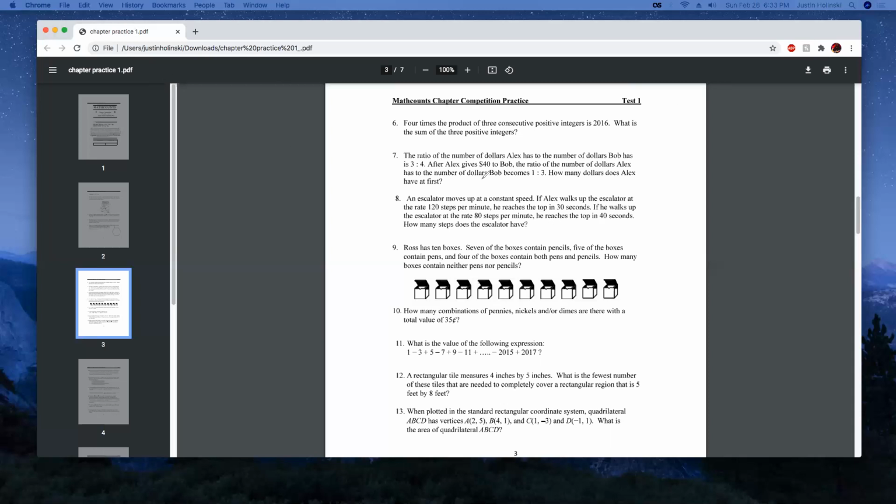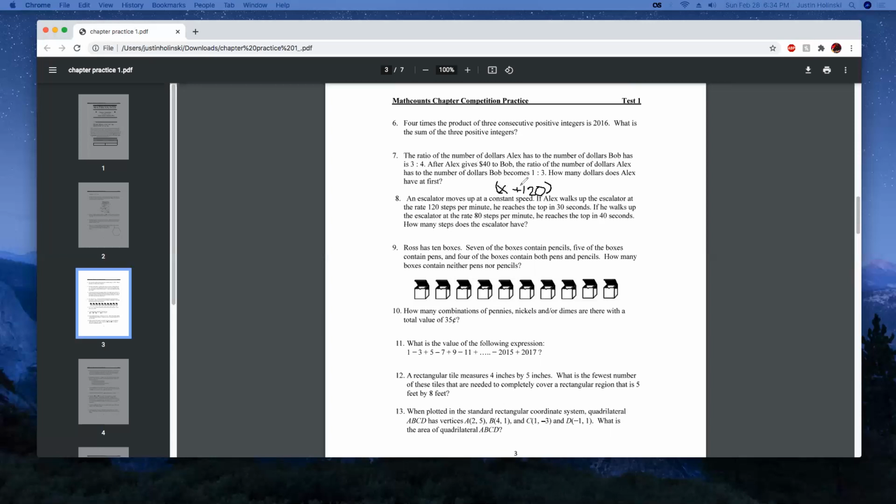We don't know what the escalator speed is, so let's call it X. So the total would be X plus 120, because he's adding to the speed by walking at this many steps per minute. They tell us he reaches the top in 30 seconds. If he walks up the escalator at a rate of 80 steps per minute, he reaches the top in 40 seconds.